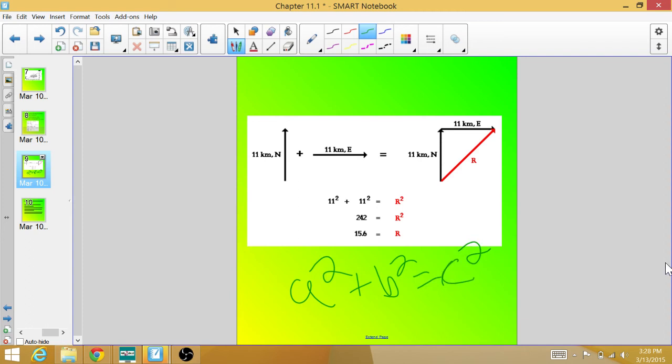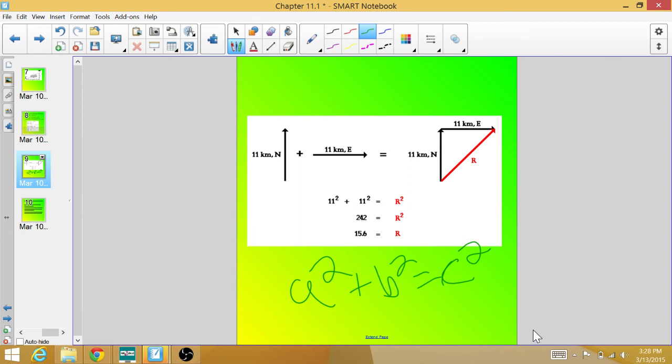So let's say that a car drives 11 kilometers north and then it turns and goes 11 kilometers east. What we need to do is make a little triangle with these to show the path that was traveled. And this R arrow right here, the red one, is considered our displacement from where we started to where we ended. In order to figure out what R is, we take the first leg of our journey and square it, plus the second leg and square it, and that's equal to this third triangular side squared. So 11 squared plus 11 squared equals r squared.